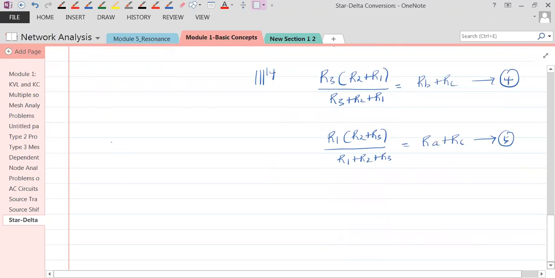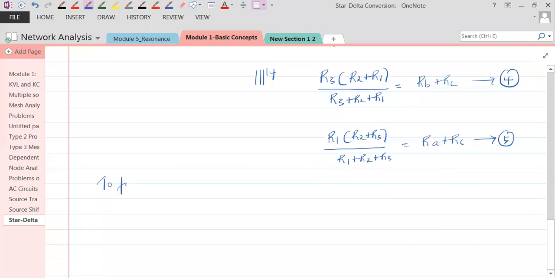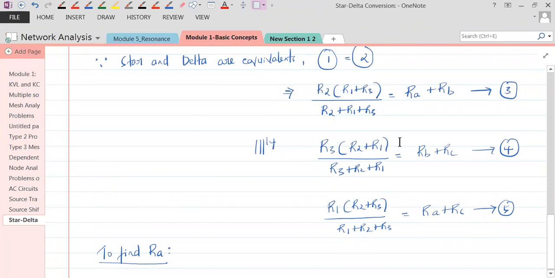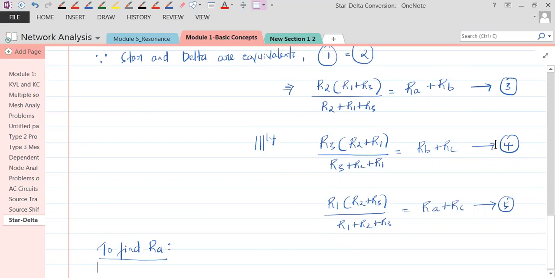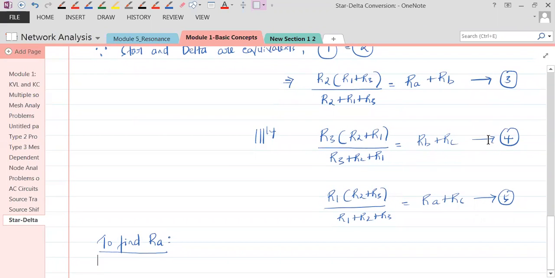To find RA, what we do is this. See here, you have equation 3 and equation 4, right? From 3 and 4, let's eliminate this RB. Let's do 3 minus 4. Equation 3 minus equation 4. Everybody do 3 minus 4. Equation 3 minus equation 4 implies what?